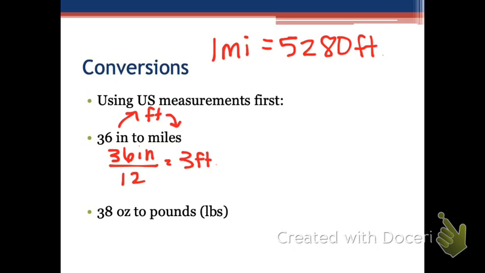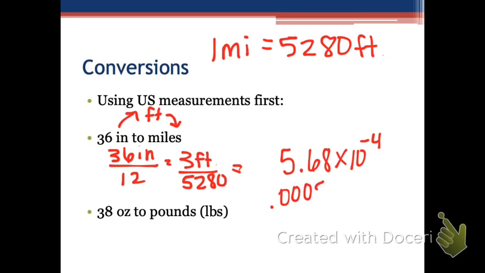Now if I want to go from feet to miles, what do I need to do? Divide by 5,280 or multiply by 5,280? Divide, or I should end up with a small amount of miles. Right? 36 inches is a small fraction of a mile. So now I'm going to take 3 feet divided by 5,280. This one I need a calculator for, believe it or not. Okay, I got 5.68 times 10 to the negative 4th, or 0.000568 miles.